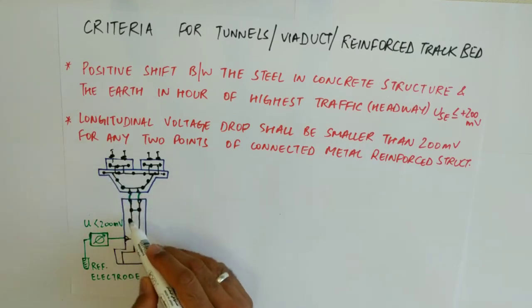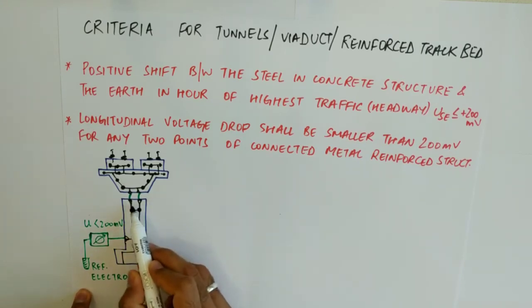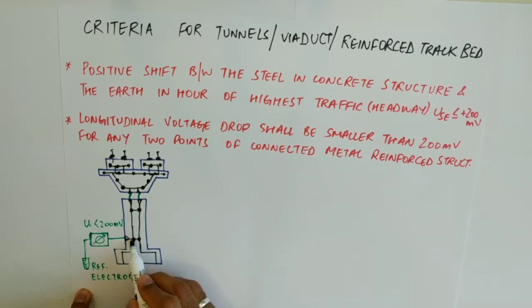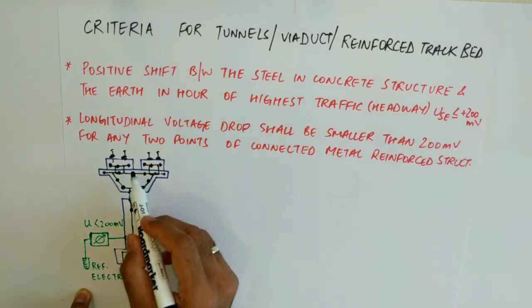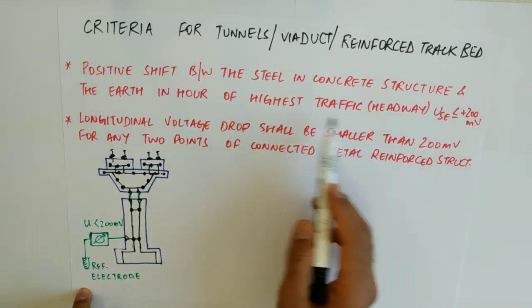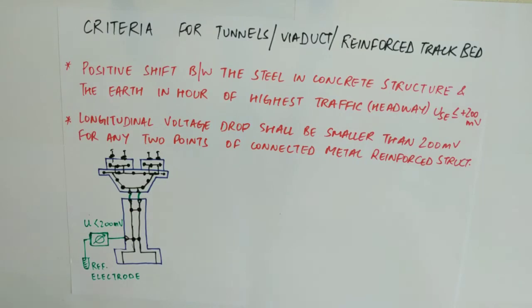But just understand here that you take this potential, that means this is your structure, this is your pier, and from this there is an earth terminal taken out, and from this earth terminal you measure using a potential recorder. This value with respect to the reference electrode shall be lesser than 200 millivolts in case of highest traffic. The other one is for the longitudinal voltage drop, which shall be smaller than 200 millivolts between any 2 points.